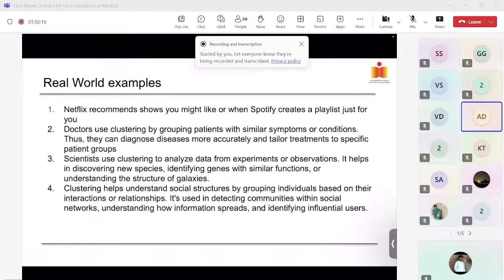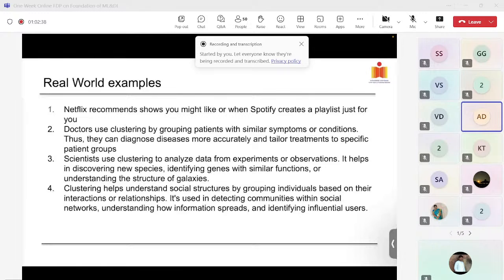They were trying to group people of certain similarities, symptoms and conditions, and then testing out different vaccines and how they affect that particular group. Scientists also use clustering to analyze their experimental data to identify new species, genes, and other types. Even when they're discovering or understanding the structure of galaxies, right? They use this type of clustering.